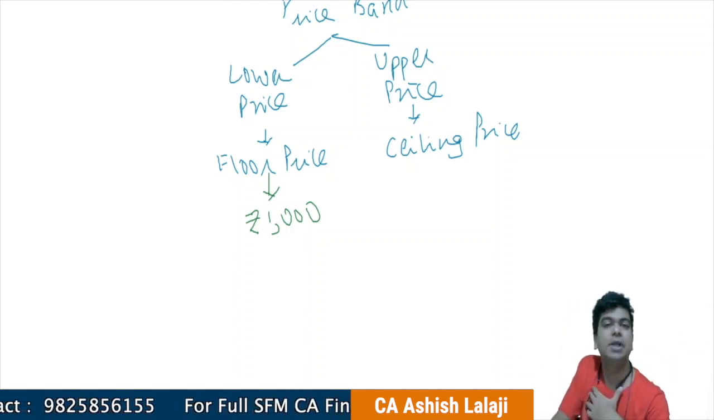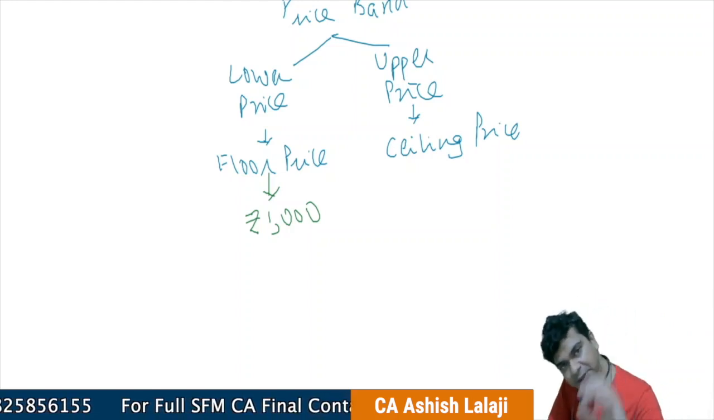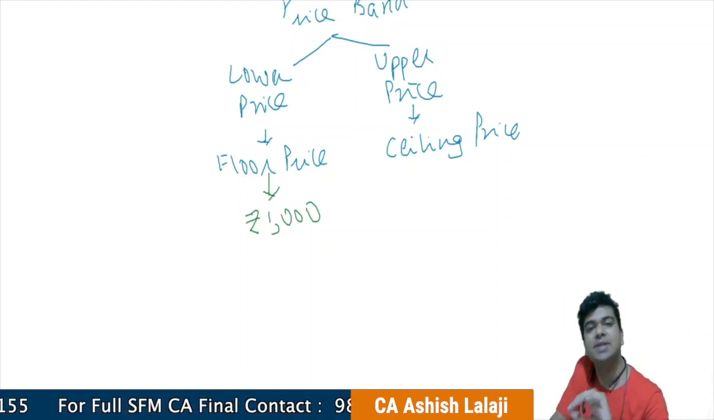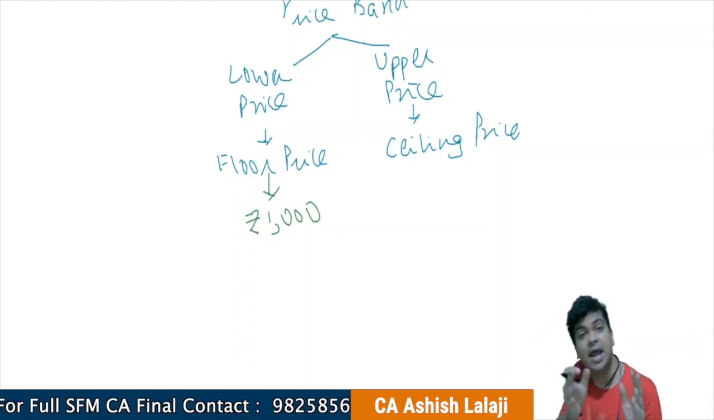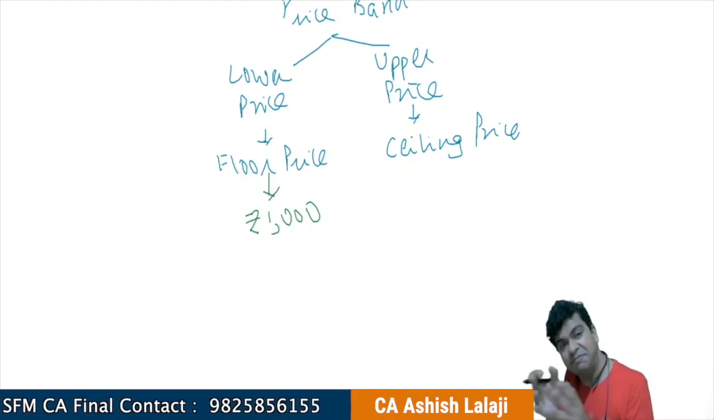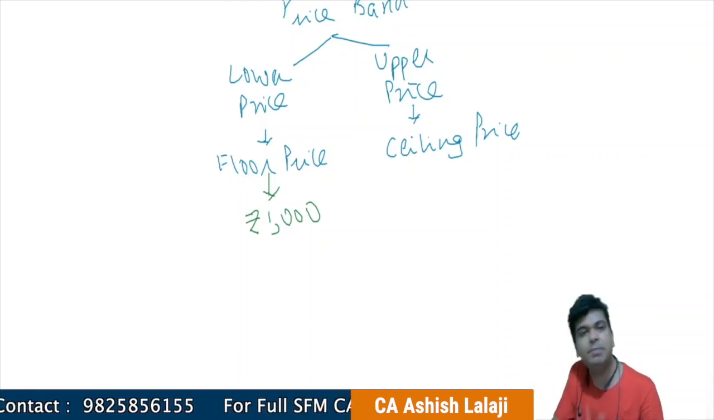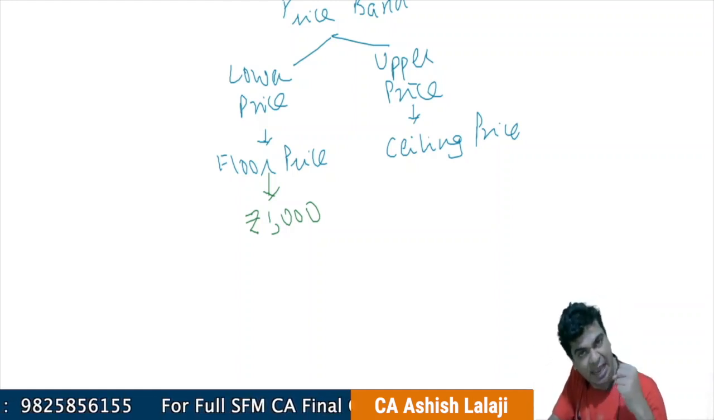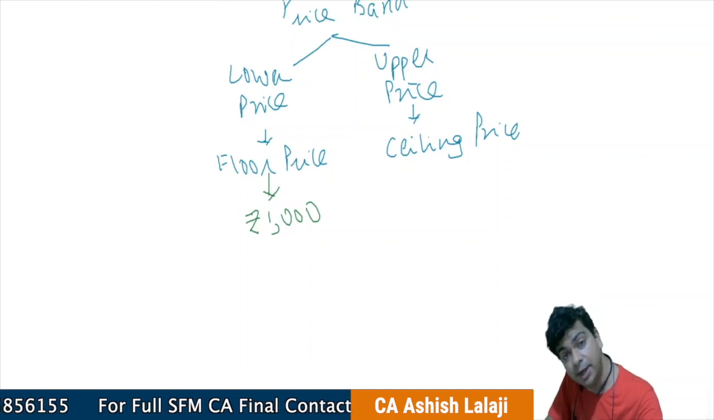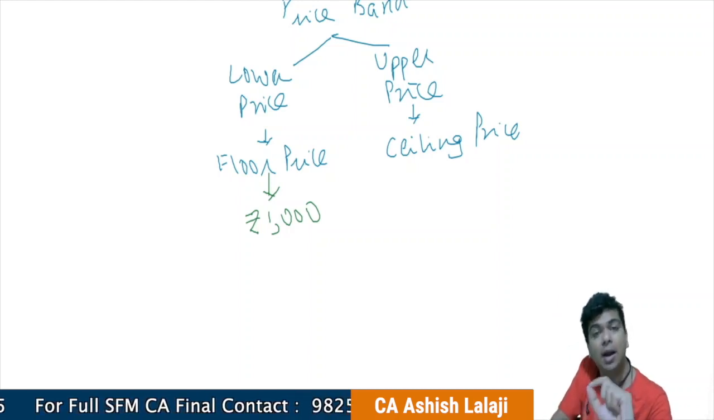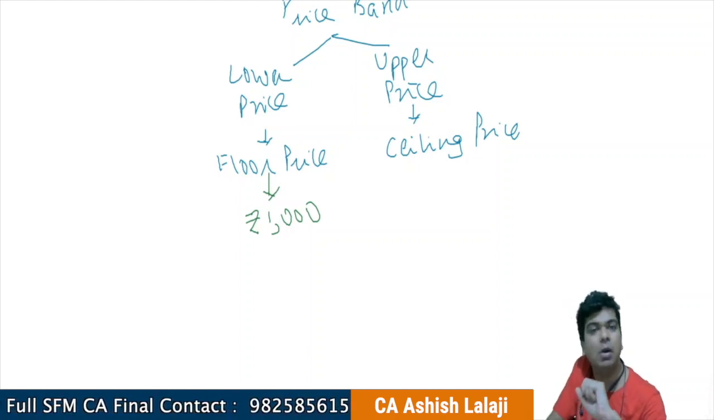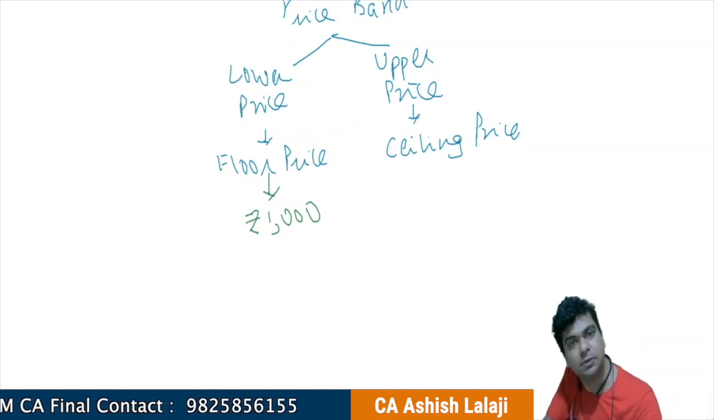So I personally believe SEBI has done the right thing. There has to be a ceiling price so that there is a level playing field, isn't it? People with a lot of resources and people with limited resources, everyone can bid only up to a particular higher price. So that's what we will call the ceiling price.